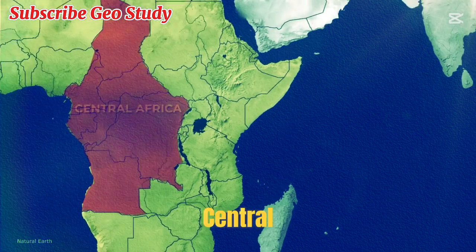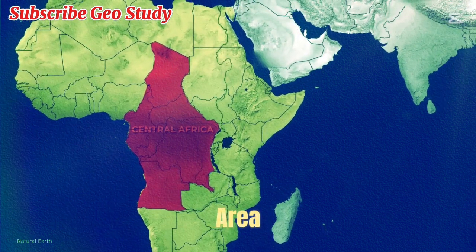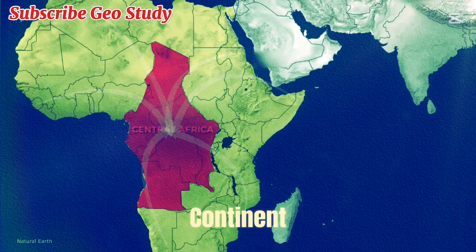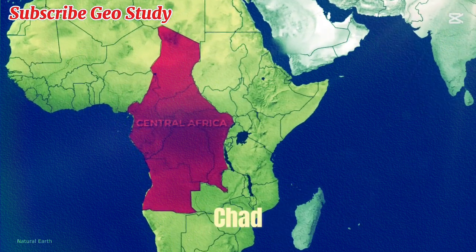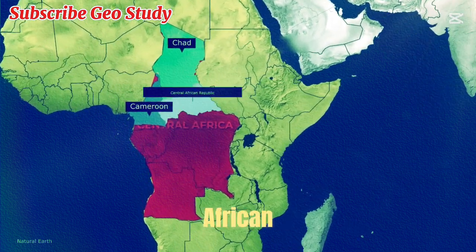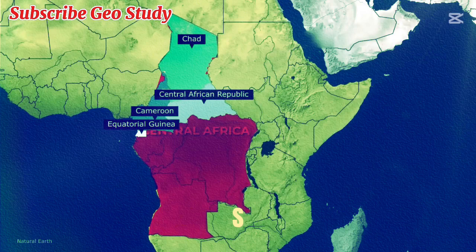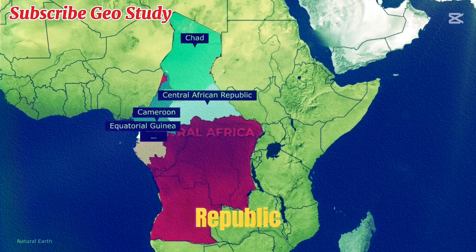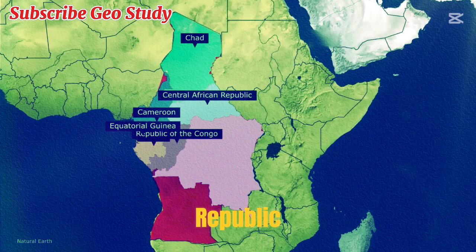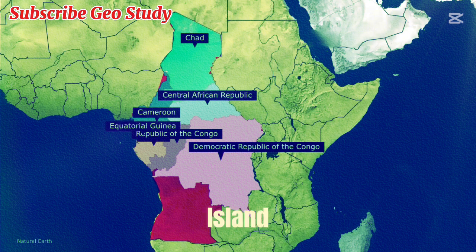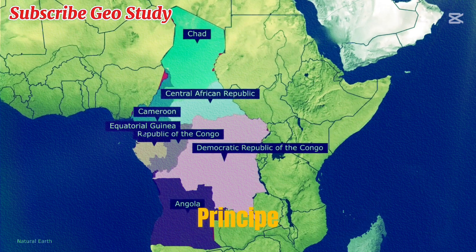4. Central Africa. This is a large area located in the middle of the African continent. Countries include Chad, Cameroon, Central African Republic, Equatorial Guinea, small, Gabon, Republic of the Congo, Democratic Republic of the Congo, Angola, the island nation of Sao Tome and Principe.